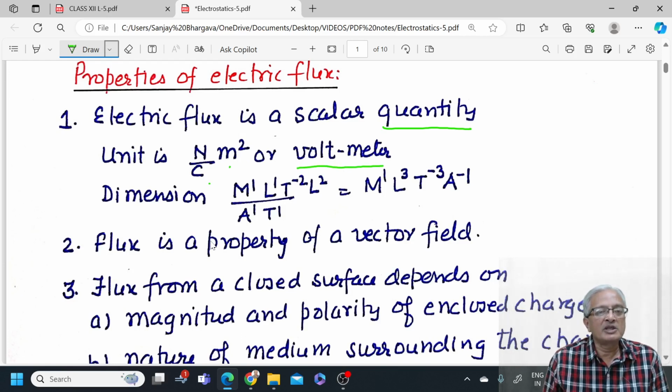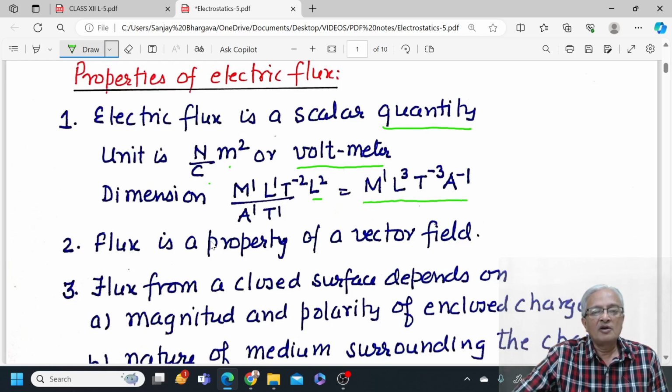Now what are the dimensions? Dimensions for the force are M^1 L^1 T^-2, for the charge A^1 T^1, and area L^2. So the resulting dimensions would be M^1 L^3 T^-3 A^-1.